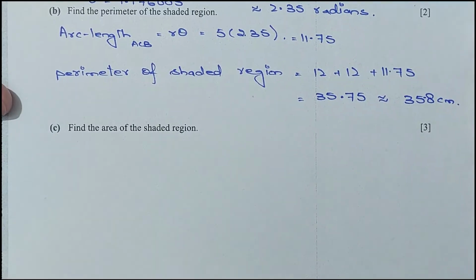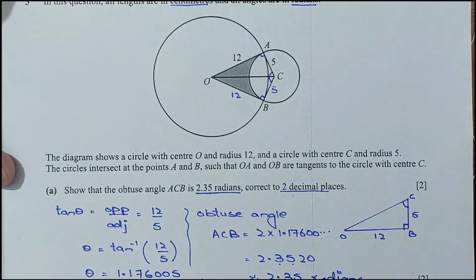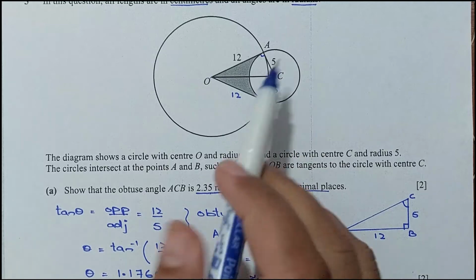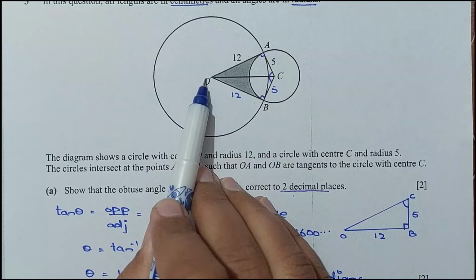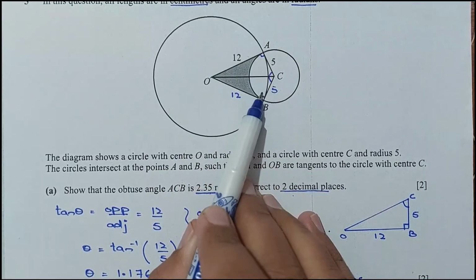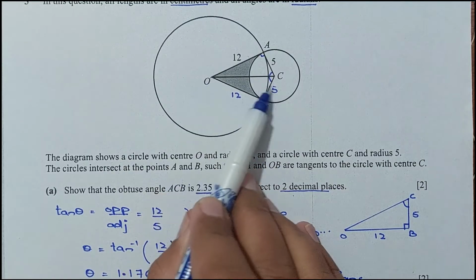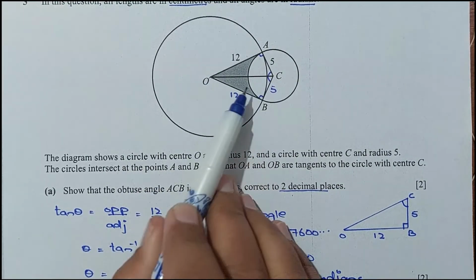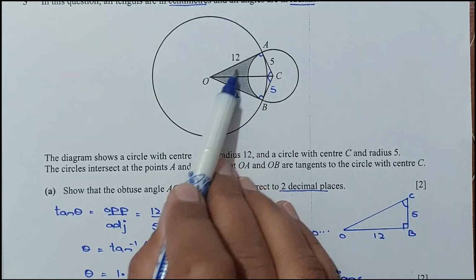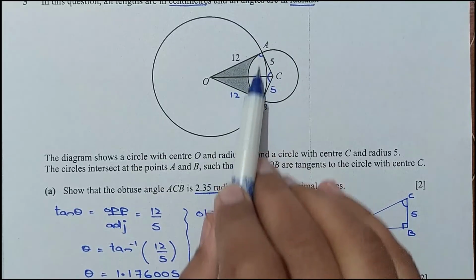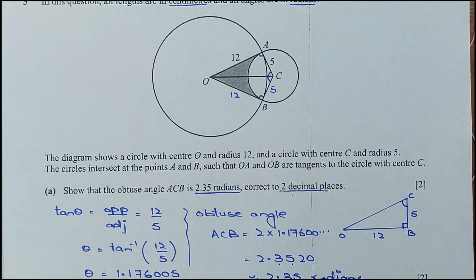Now for part C, find the area of the shaded region. The area of this shaded region. All right. So the shaded area is basically, this is triangle OAC, OBC. These are the two right angle triangles, right? So the area of a right angle triangle is half base times height. This is the base and this is the height. So we have to find the area of this triangle plus the area of this triangle. You will get the whole one and then subtract the area of this sector, and you will get the shaded area.